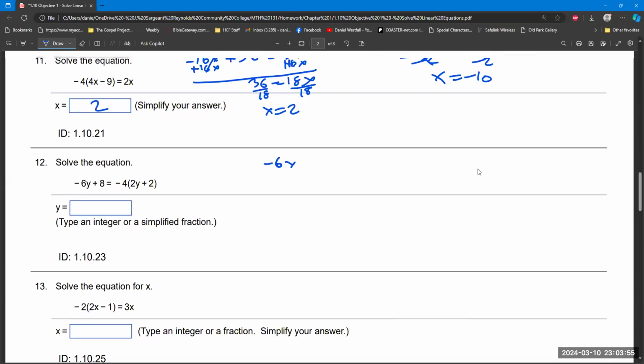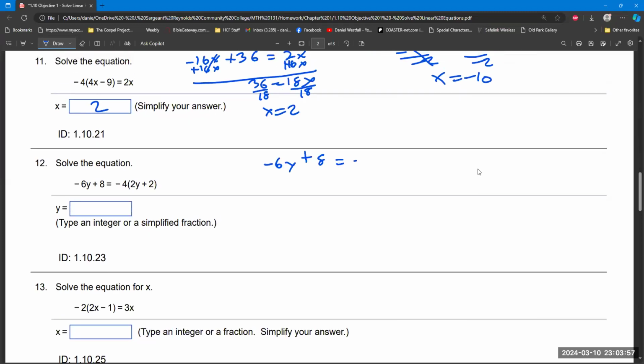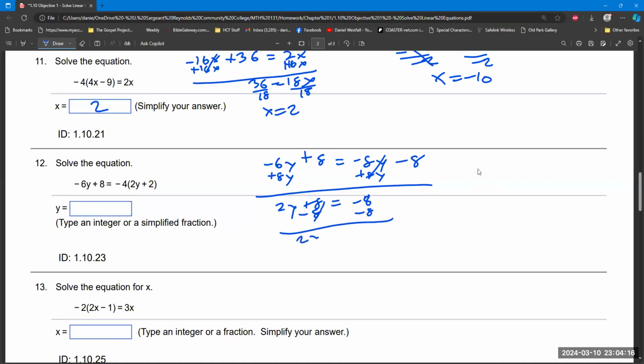-6y plus 8 equals -8y minus 8. Let's add 8y to both sides. 2y plus 8 equals -8. Subtract 8 from both sides. 2y equals negative 16, and y equals negative 8.